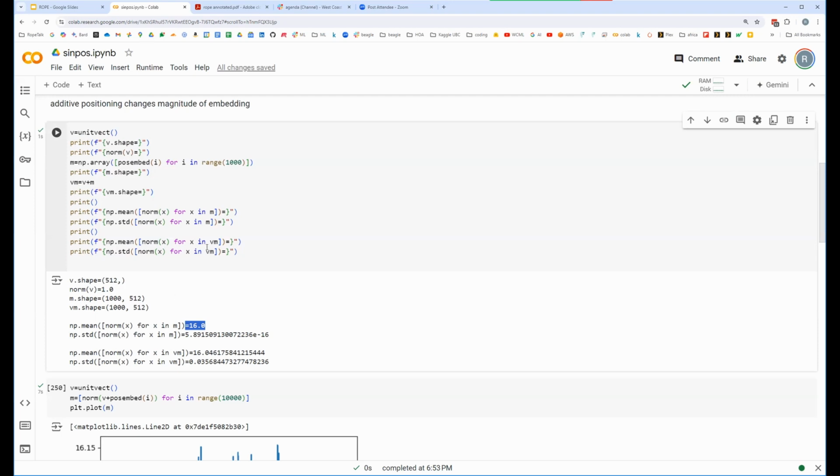So this VM is actually the vector plus the embedding. M is just the position embedding, the magnitude of the position embedding. So yeah, a mean of 16.